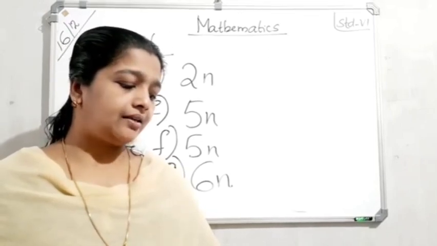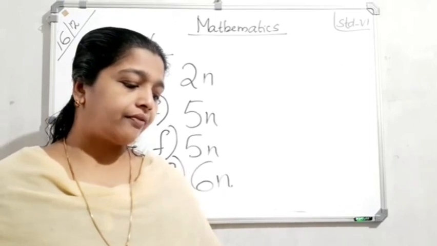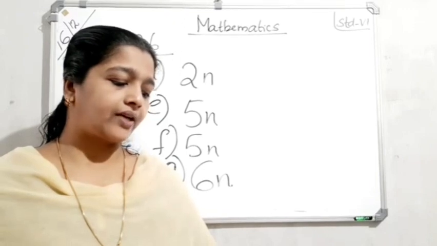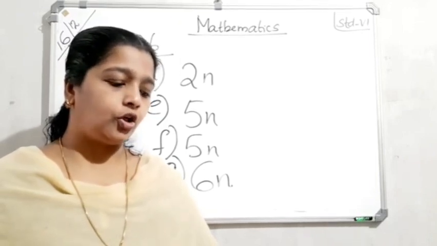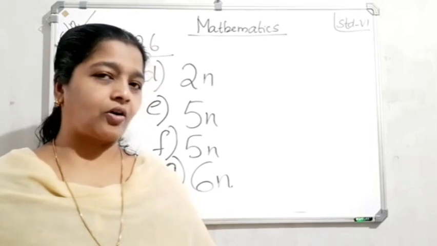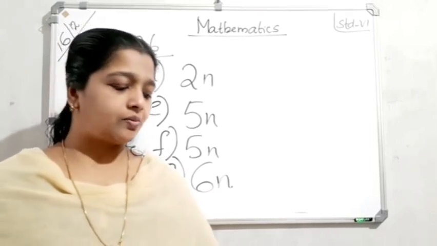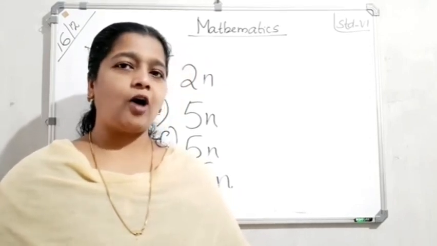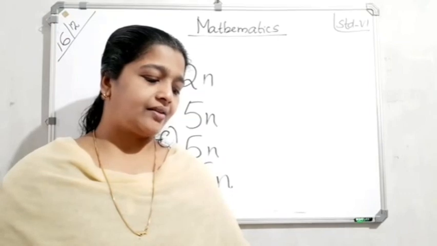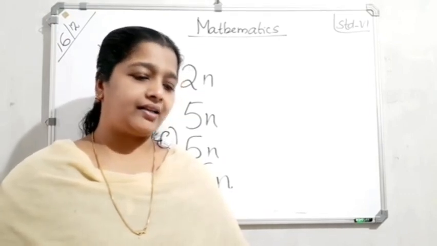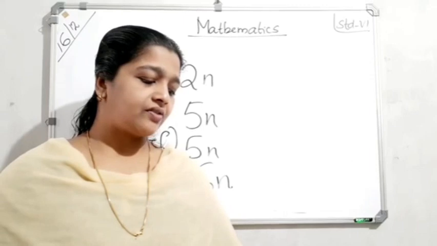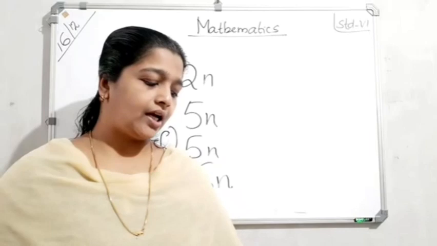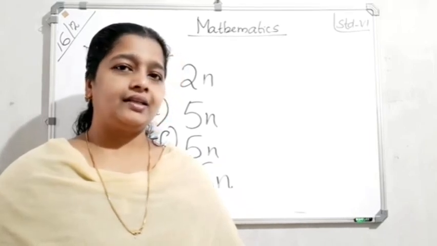Cadets are marching in a parade. There are 5 cadets in a row. What is the rule which gives the number of cadets given the number of rows? Use n for the number of rows. Very simple question. Once more, cadets are marching in a parade. There are how many cadets? Yes, 5 cadets in a row. What is the rule which gives the number of cadets given the number of rows? Use n for the number of rows. Say the answer. Yes, 5n.